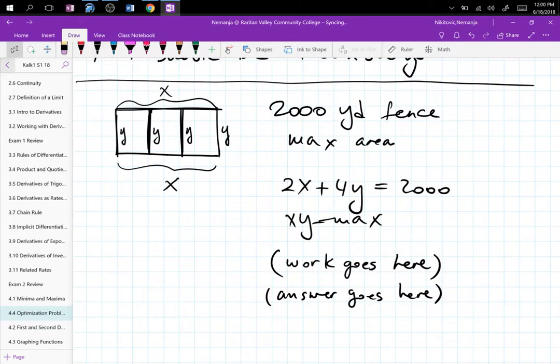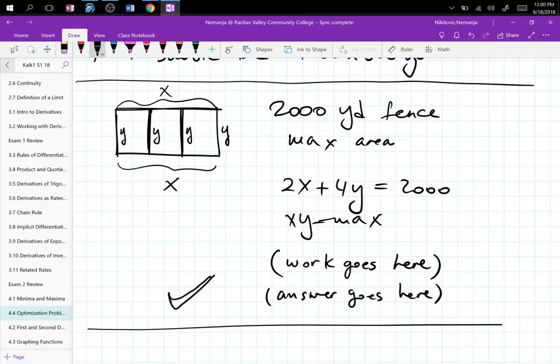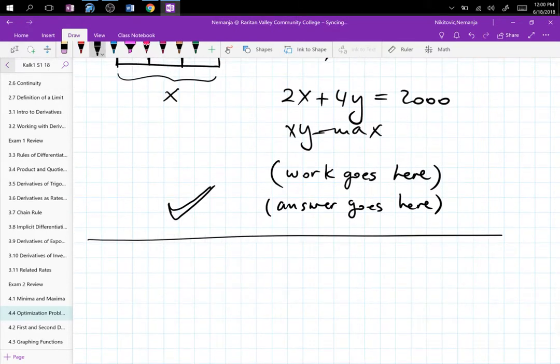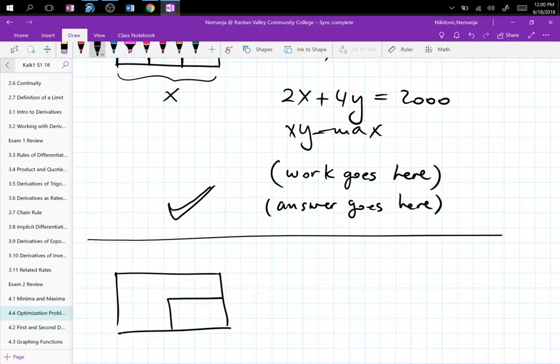Next problem. Here. What does that mean? Just do it. Exactly. You can have any configuration you want, guys. Here, do this. It's fun.